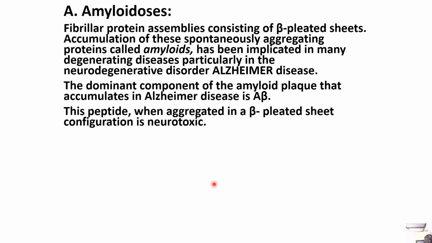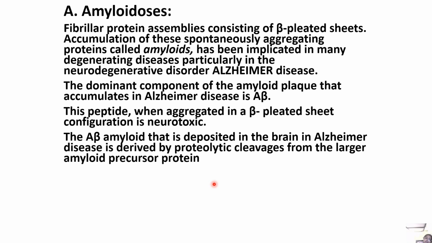Amyloids build protein assemblies consisting of beta-pleated sheets. Accumulation of these spontaneously aggregating proteins, called amyloids, has been implicated in many degenerative diseases, particularly the neurodegenerative disorder Alzheimer's disease. The dominant component of the amyloid plaque that accumulates in Alzheimer's disease is A-beta, and this peptide, when aggregated in a beta-pleated sheet configuration, is neurotoxic.